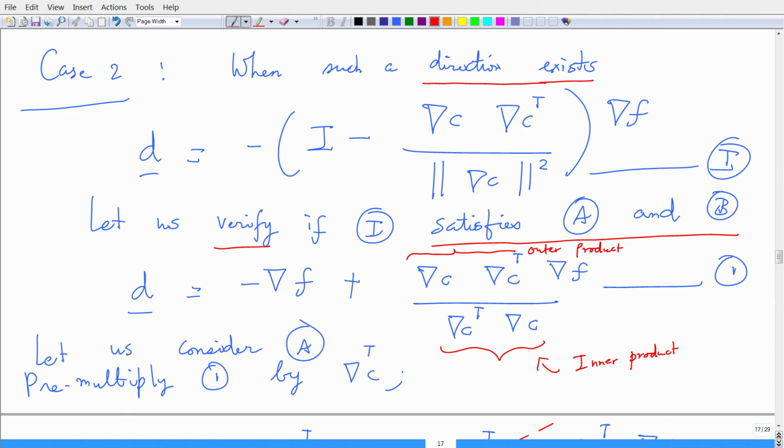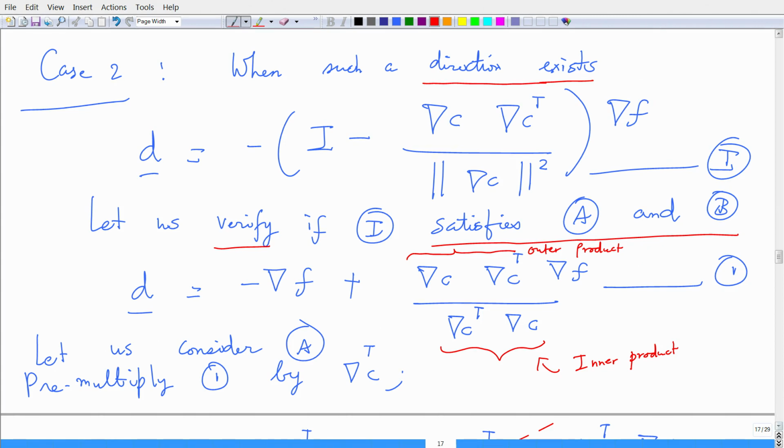Now, let us consider equation A. According to equation A, del C transposed D has to be 0. I have a solution to D given by the equation in Roman numeral 1. Let us see if this is valid.